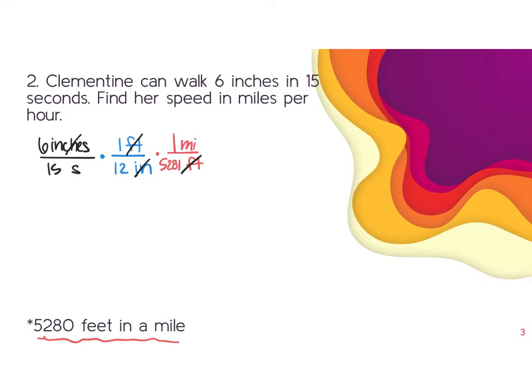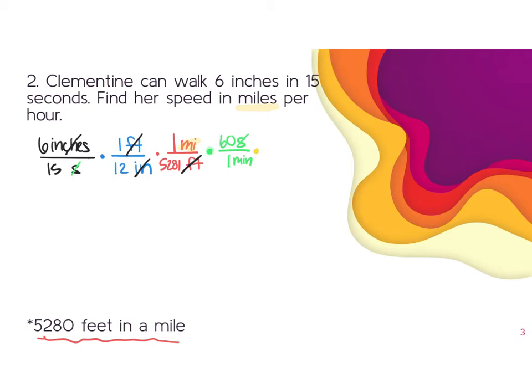As I look, mile is how I want my answer. So I have now changed inches to miles. We're going to move on to seconds. I'm going to change seconds. So remember, seconds currently is in the denominator, so I'm going to put it in the numerator. I know there are 60 seconds in 1 minute. My seconds will cancel.